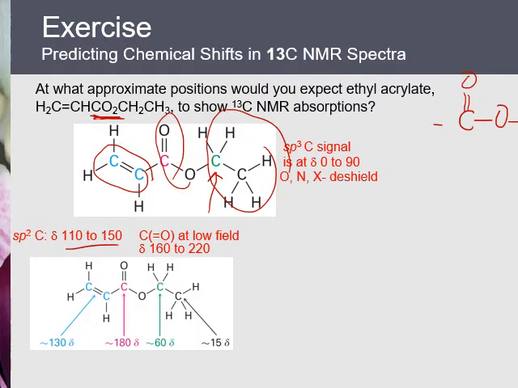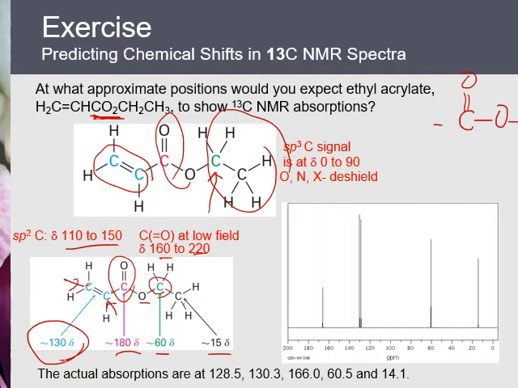So here we assign 130 to the two carbons involving the double bond. Now this molecule is not symmetric, so you would expect these two to have slightly different chemical shifts. And the carbonyl carbon 180, in the range 160 to 220, and the one sp3 hybridized carbon close to oxygen we assign to 60, and the end carbon is 15. So here are the actual absorptions, and you can see they are very close to our expected values.